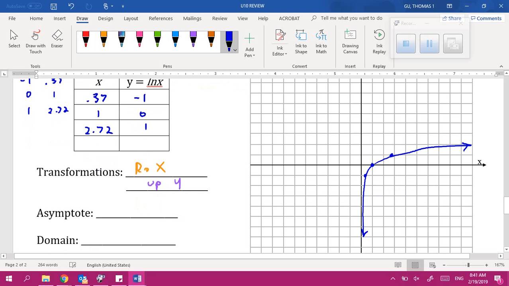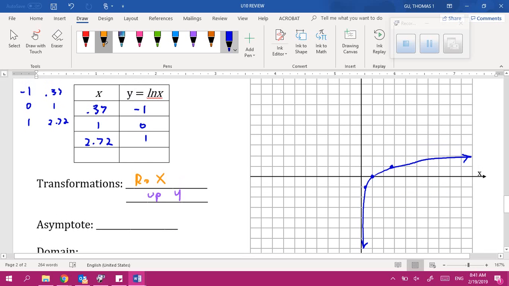All right, so we're going to take each of the points that we have and just apply the transformations. Reflect over x means mirror image over the x. So this first point right here, if I were to mirror it, it would be up 1 instead of down 1. This point right here is on the x-axis, so if you mirrored it, it would stay where it is. There's no changing where it is. And this last point is 1 above the axis, so if I were to mirror it, it's going to be 1 below the x-axis.